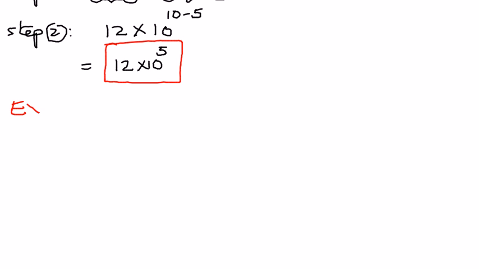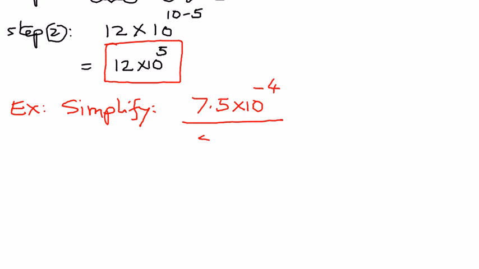And then in this example, let us say we want to simplify these scientific notation numbers. 7.5 times 10 to the power of -4 divided by 5 times 10 to the power of 3. So the way to do that is as follows. We'll write them down in these different steps. That makes it a lot easier for us.